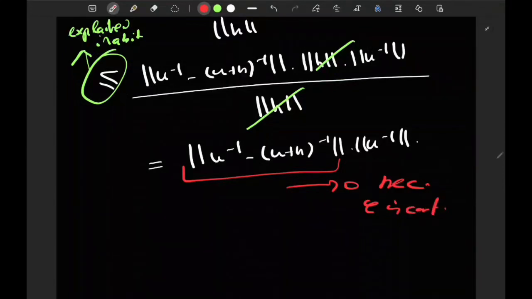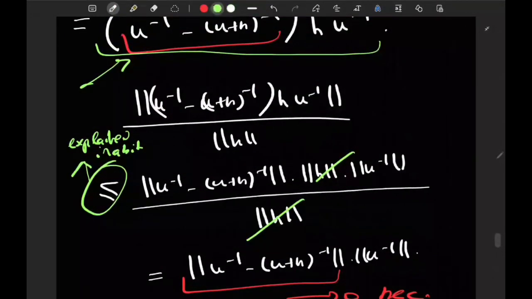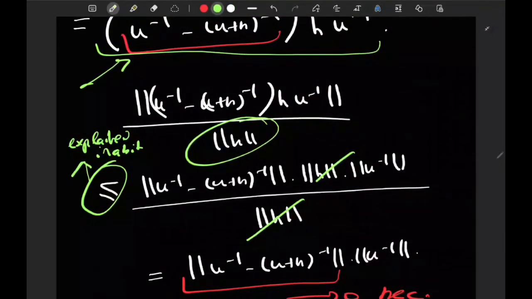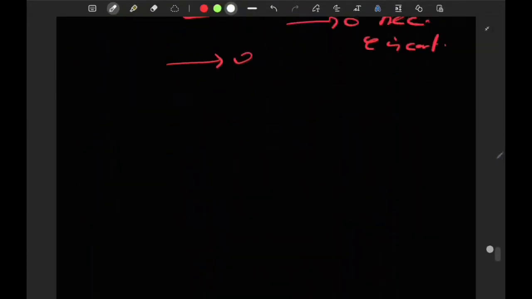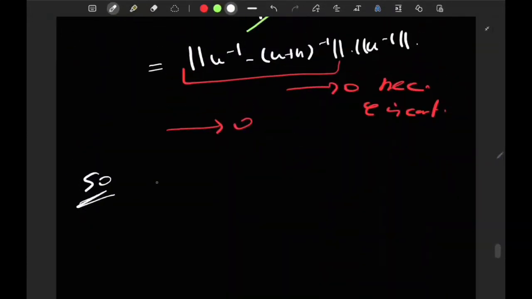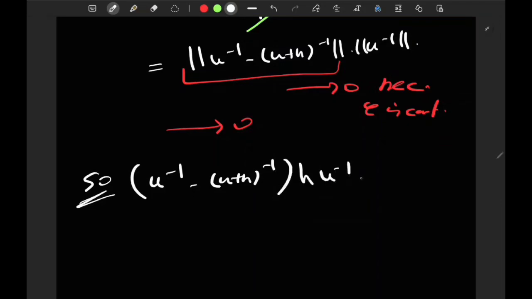It's just what it means for phi to be continuous. So I get that this entire thing will go to 0, okay? And therefore, since when we divide by norm h, we get a limit of 0, we conclude that what we got here is little o of h, right? So, conclusion: u inverse minus (u plus h) inverse composed with h composed with u inverse is really little o of h, okay?